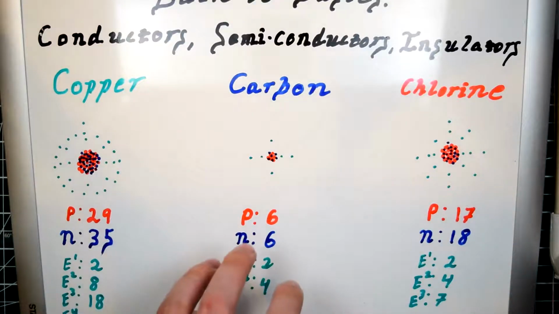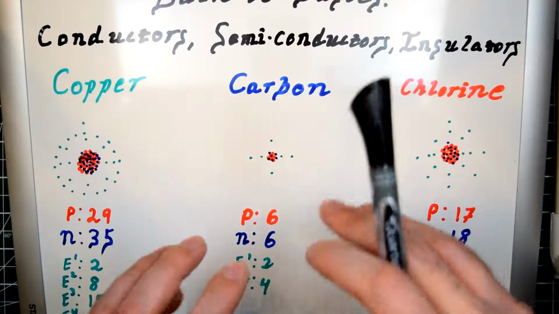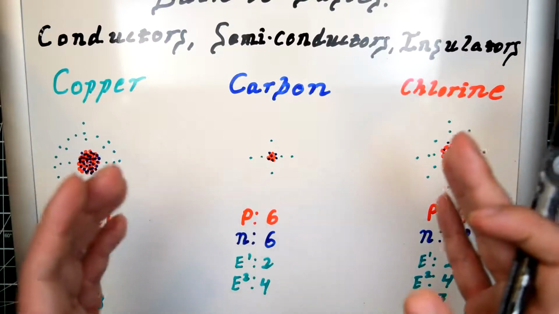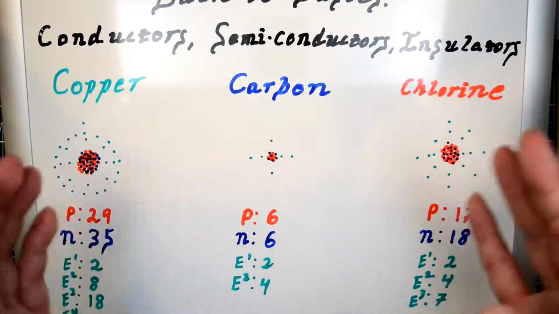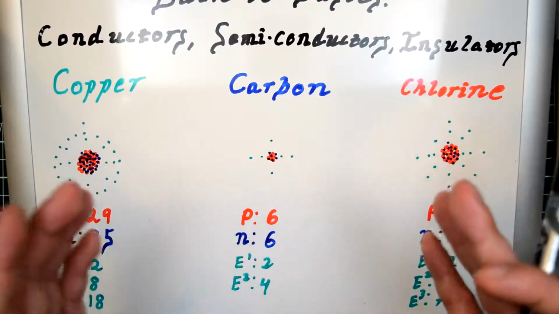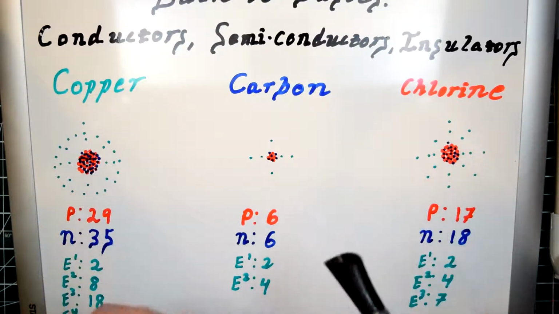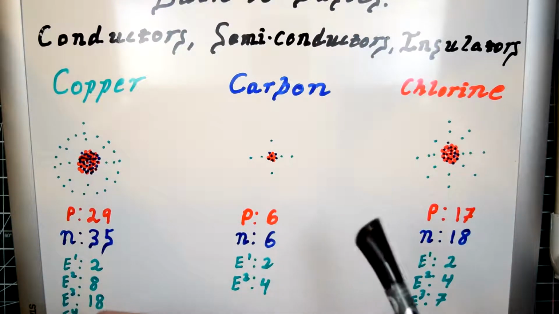And they're all sharing enough electrons that their outer valences are filled. And therefore, they don't want to give up any electrons at all. It's very, very, very hard to get them to give up electrons. So that's why they act as insulators.